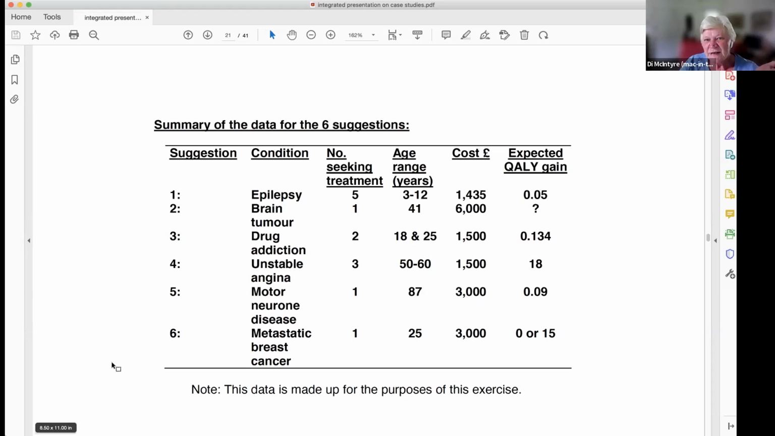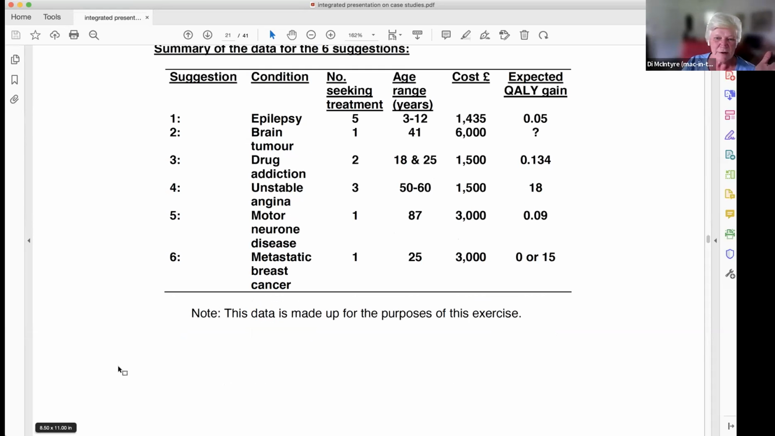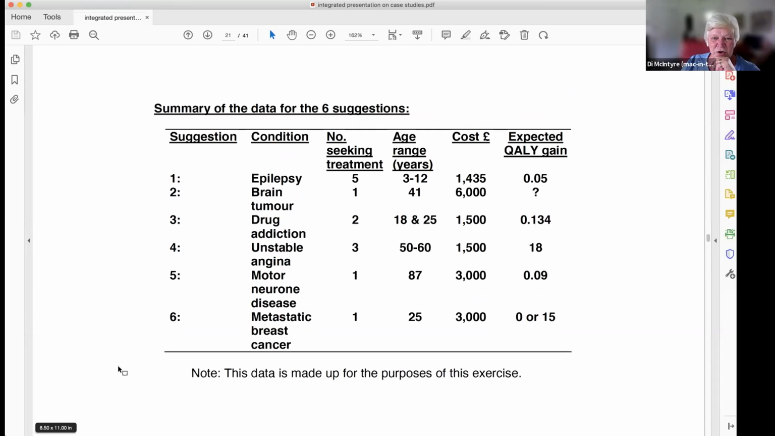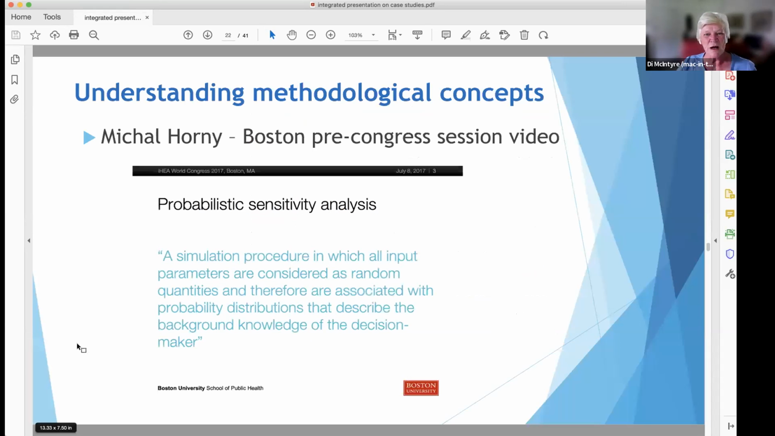This is an example. This could be used in this format, but you might want to actually use examples that might be more relevant. If you're in a low-income country, you might want to use examples around malaria and other examples. Okay, so moving on to the next one.